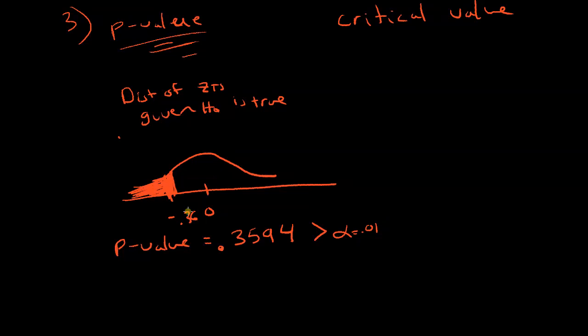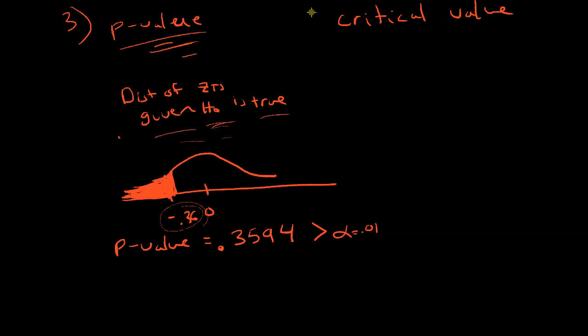This value, negative 0.36, is not an extreme value, right? It's not a value that is really in the tails of this distribution. So it's reasonable that this negative 0.36 came from the distribution where the null hypothesis is true. So our conclusion is going to be that we're going to fail to reject the null hypothesis.